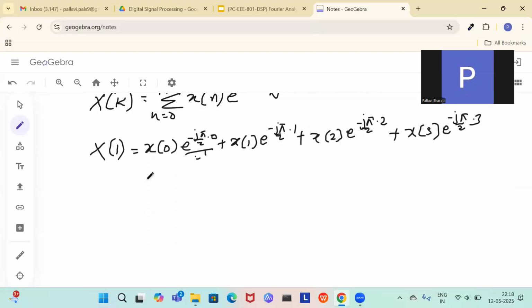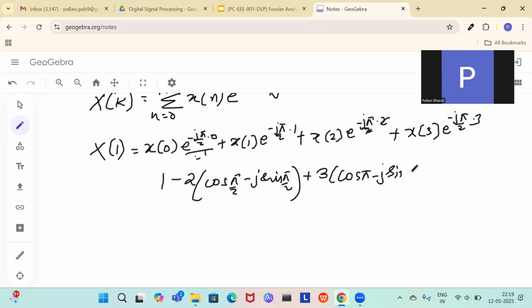So x0, the value was 1. x1, the value was minus 2. Now here you have cos pi by 2 minus j sin pi by 2. Fine. Now x2 is what? 3. Now this is 2 and 2 getting cancelled. So you'll get cos pi minus j sin pi plus x3 is how much? It is 4. And this is cos 3 pi by 2 minus j sin 3 pi by 2.